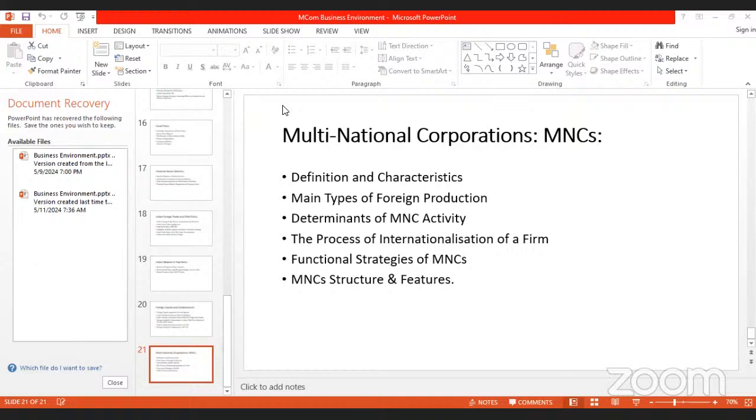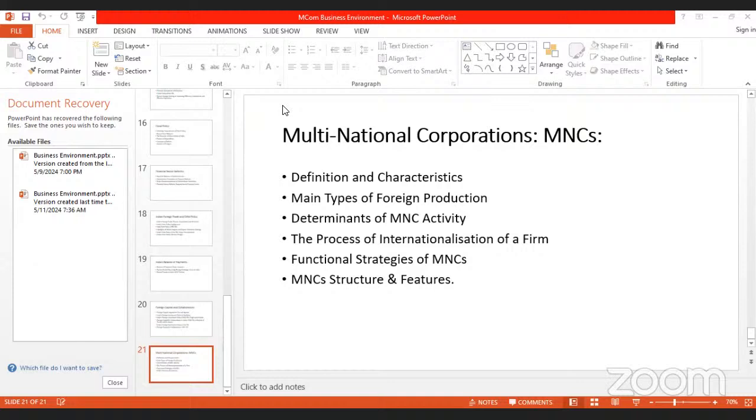Next strategy is differentiation strategy. That is offering unique products or services to stand out in the market and justify premium pricing as well. So when you are selling any unique product, you can sell it at premium prices as well. So that is known as differentiation strategy. And the last strategy is focus strategy. So that is targeting specific market segments or niches to cater to unique customer needs.